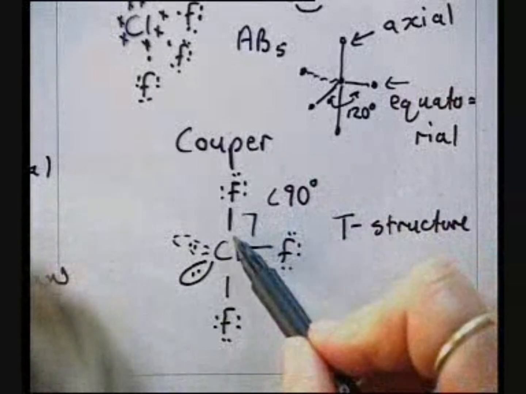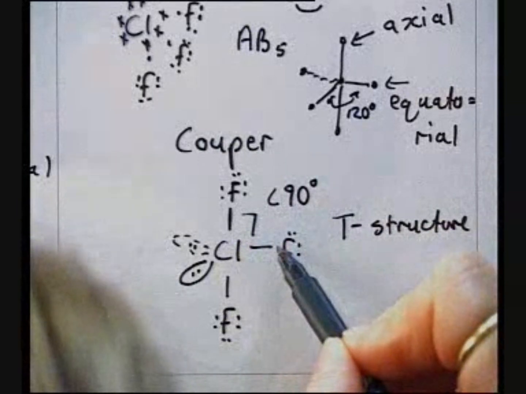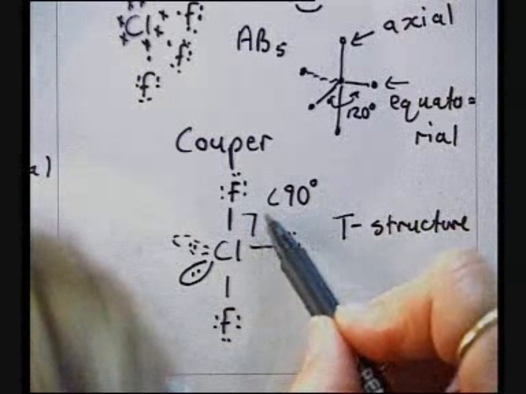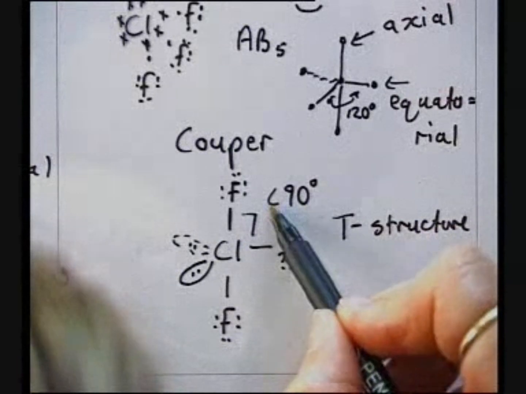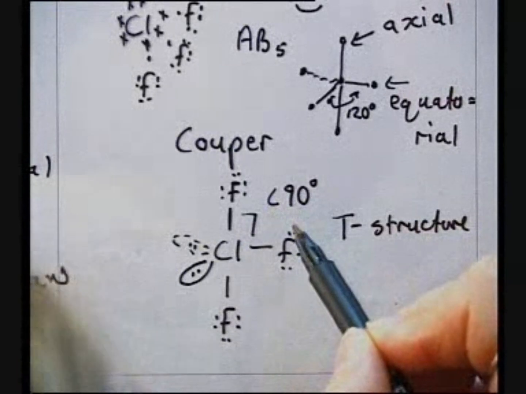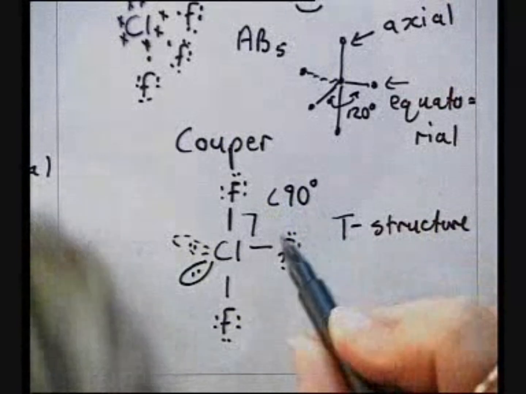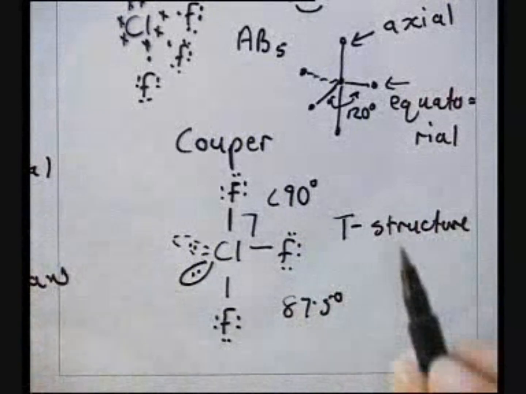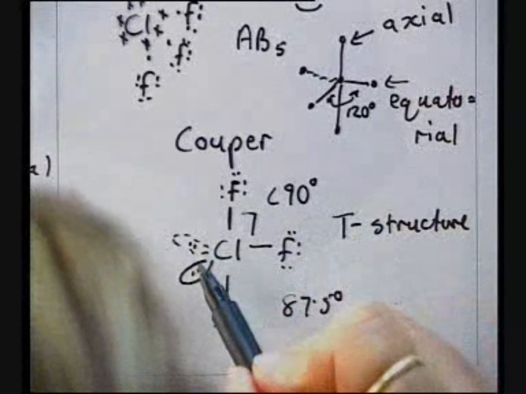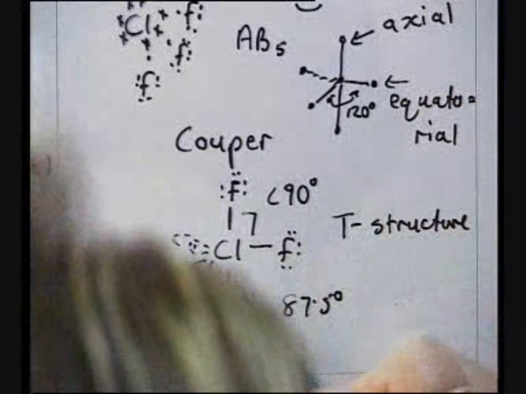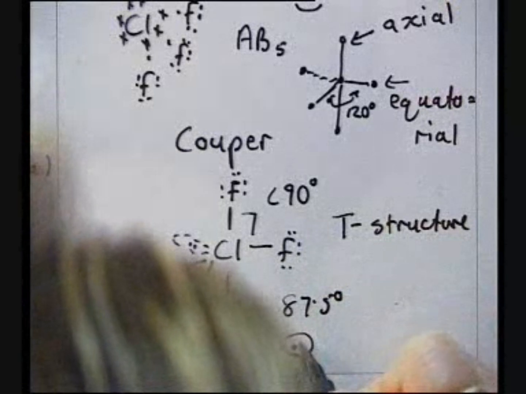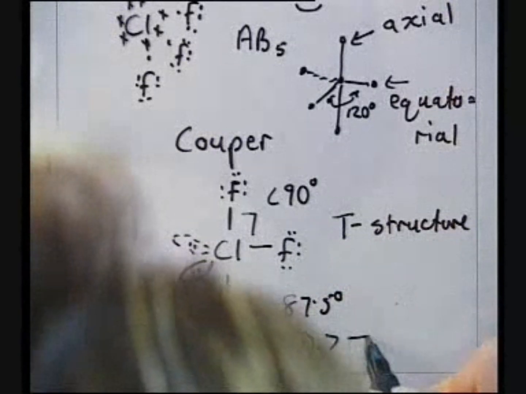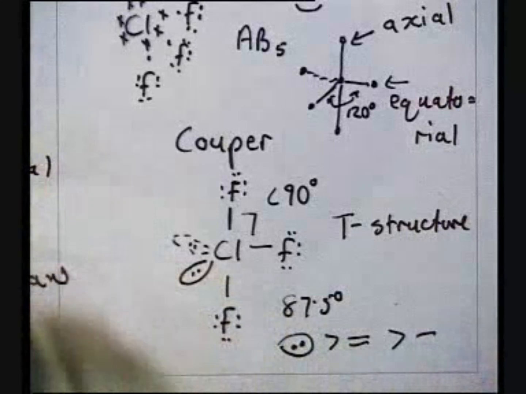We expect bond angle distortions. Instead of a 90-degree angle, we expect bond angles to be smaller than 90 degrees. It is in actual fact measured as 87.5 degrees. The reason being, of course, the presence of the lone pairs. The volume of a lone pair will be larger than the volume of any double bonds or single bonds.